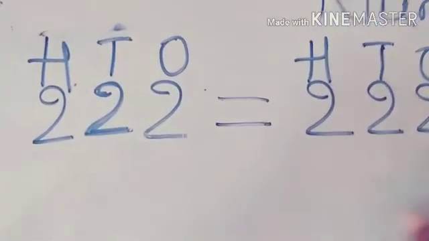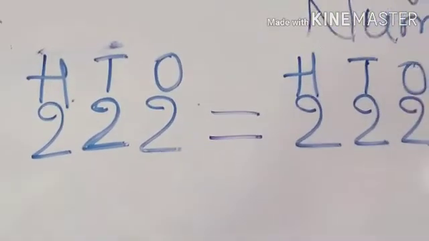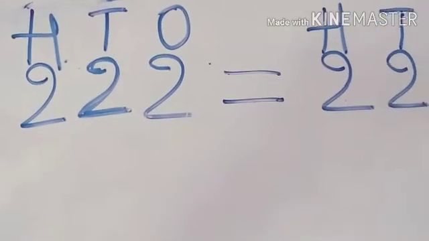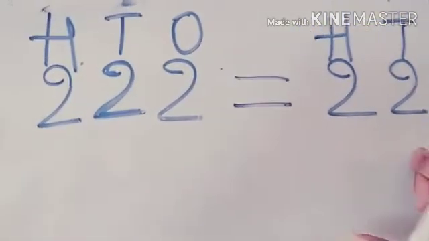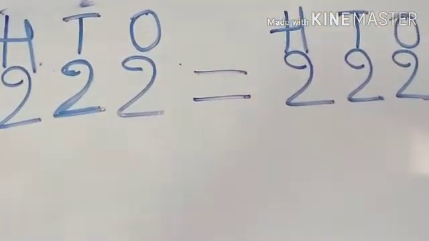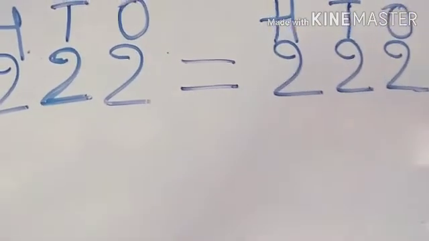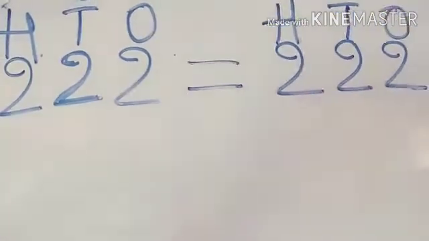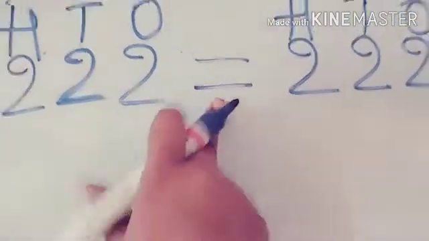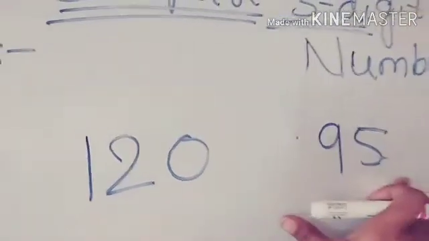222 and 222, both numbers are equal, so we have to put a equals to sign. Students, here no number is greater and no number is smaller. Okay, both sides the numbers are same, both sides the numbers are equal, then you have to put this equals to sign. Understood children?